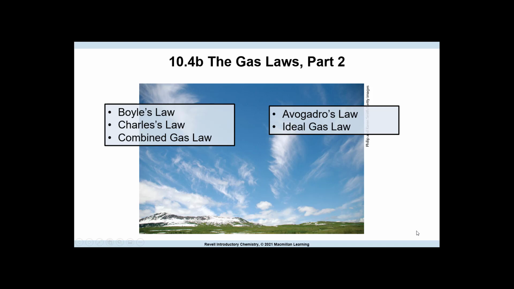Hi class, we are now on 10.4b, gas laws part 2. So the pressure, the volume, and temperature of an ideal gas are related to each other through simple mathematical relationships called the gas laws. These relationships are very useful to describing common gases.